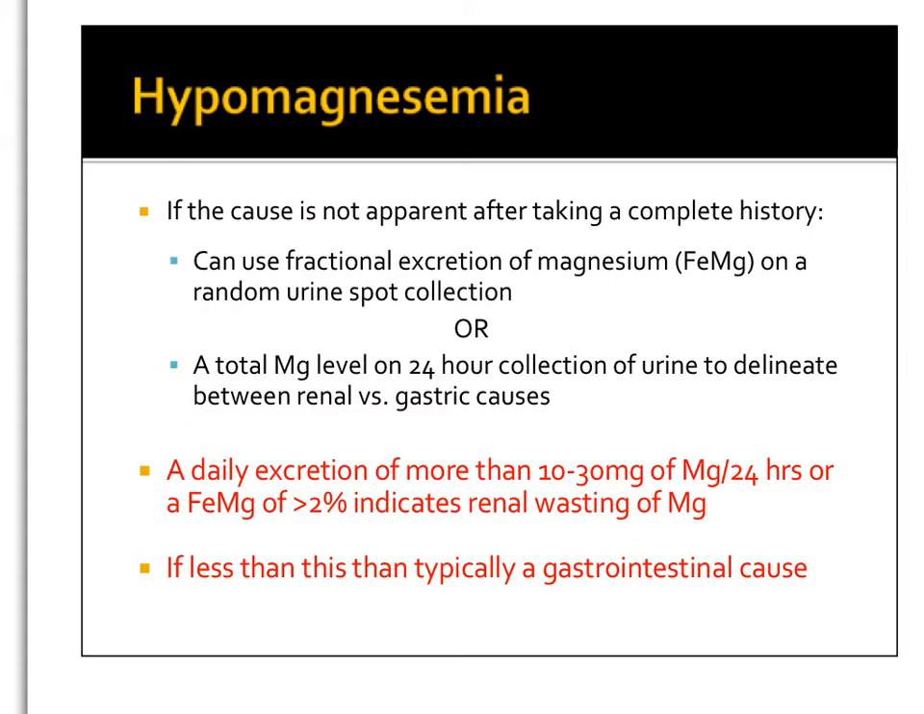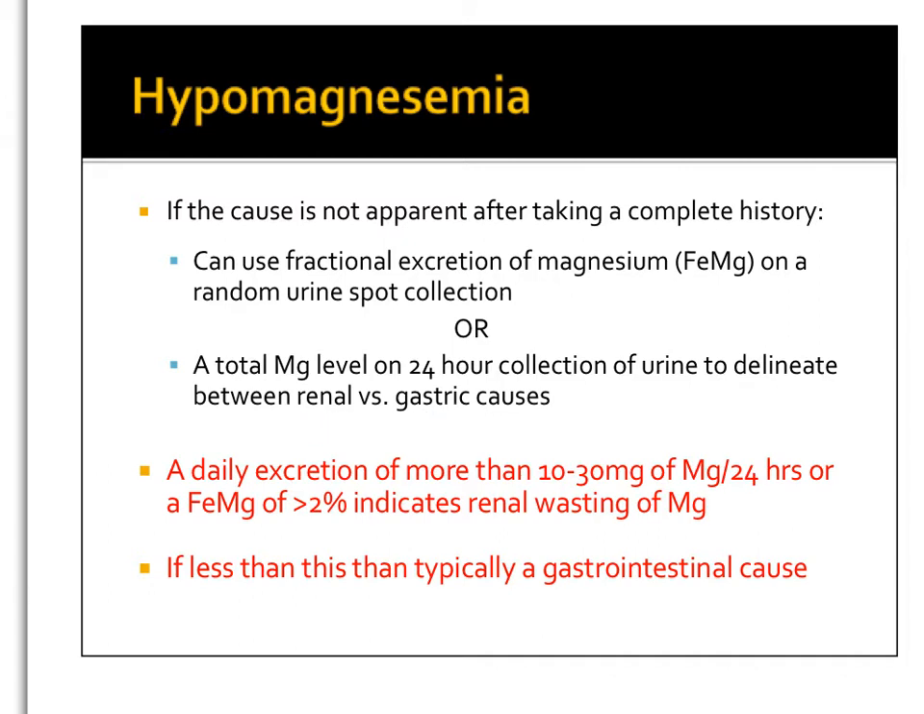All right, so if the cause of the low mag cannot be ascertained from taking a history, then we may have to do some testing. Now, you can do a couple different things. You can look for a fractional excretion of magnesium, an FE-mag, kind of like what we talked about earlier with fractional excretion of sodium, or you can do a random spot urine, or you can do a 24-hour urine collection to also see if it's being wasted from the kidneys. And this will help us decide whether it's from a renal cause or a gastric cause.